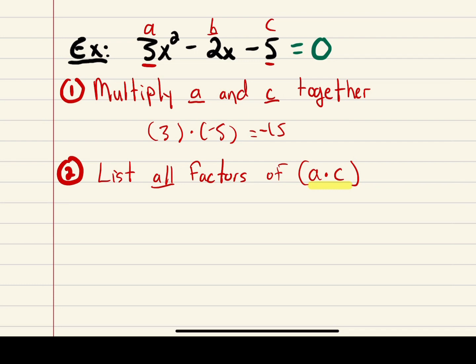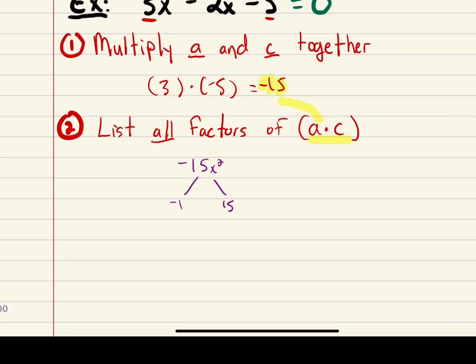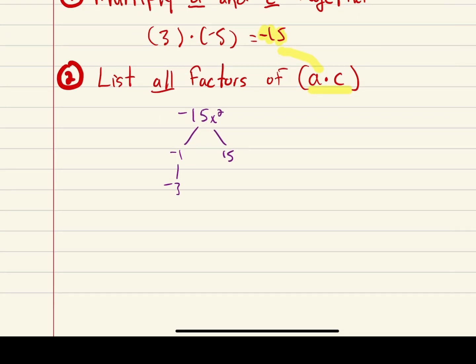Step 2 would be to list all the factors of a times c, which in this case would be negative 15. So what I'm going to do here is I'm going to write negative 15, and I'm going to carry on the x squared as well, but it's not necessary. So I'm going to go negative 1 and 15. We have negative 3 and 5. And then we have 3 and negative 5. And I'm going to highlight each of these factors over here.